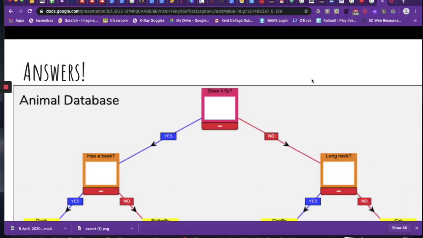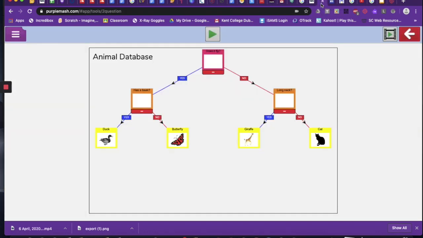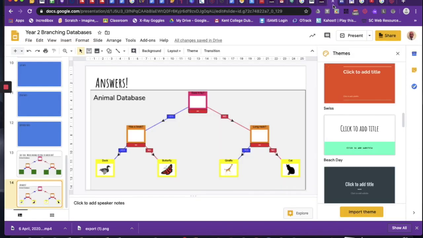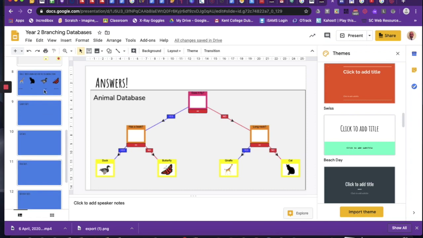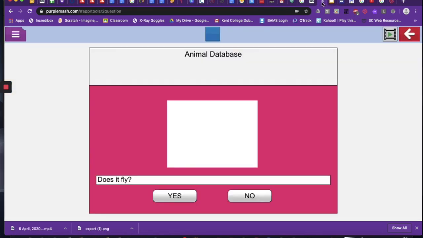Perfect. All right. So what you guys are going to do then, I'm going to show you next week's task, but please don't worry about this now. This is the branch database that I created. So if I press play, again, if I think about my animals here, I'm thinking of an animal, so I'm going to choose the cat, all right? So, does it fly? Well, I know that a cat doesn't fly, so I'm going to press no.